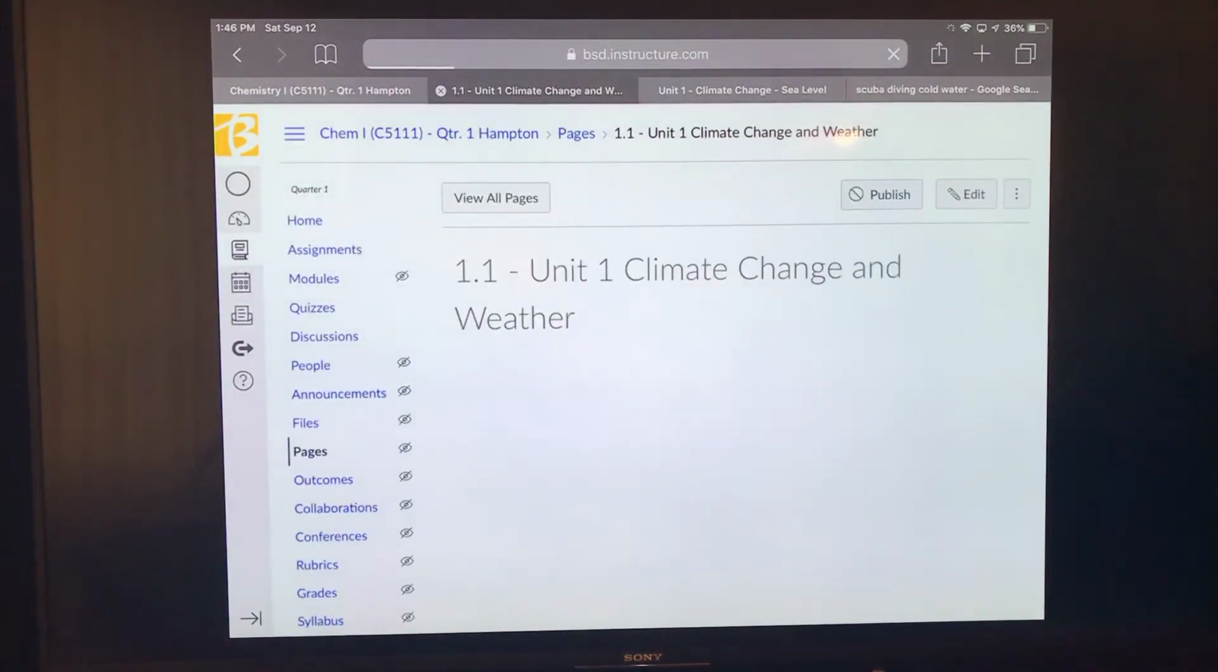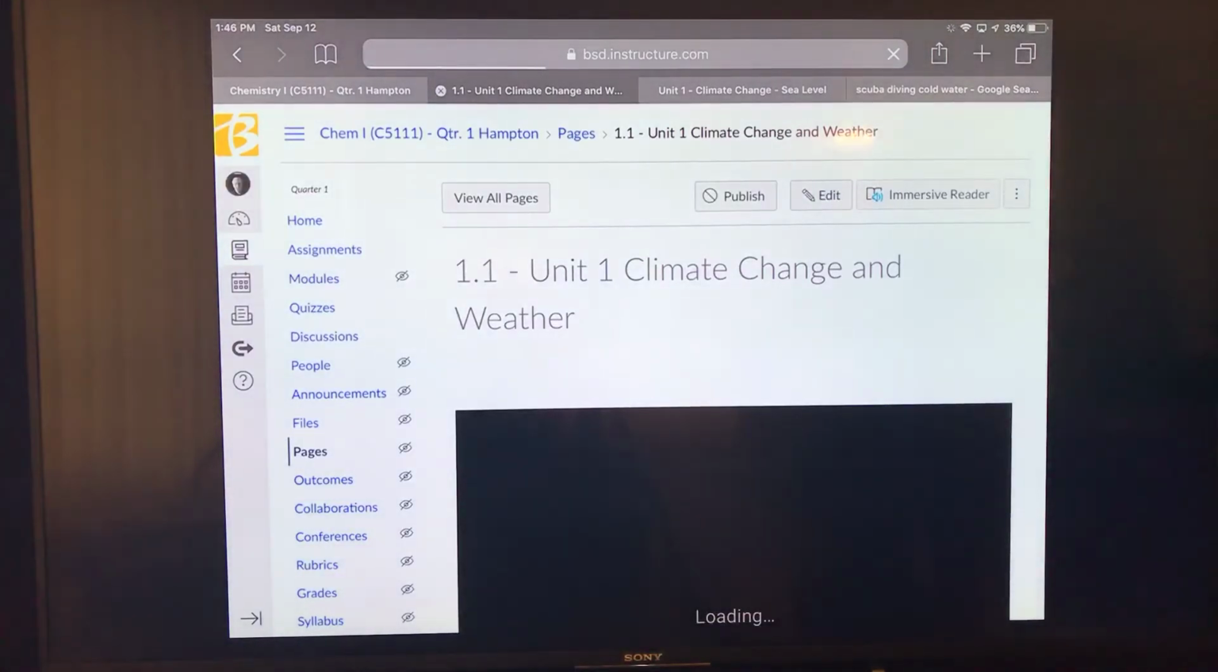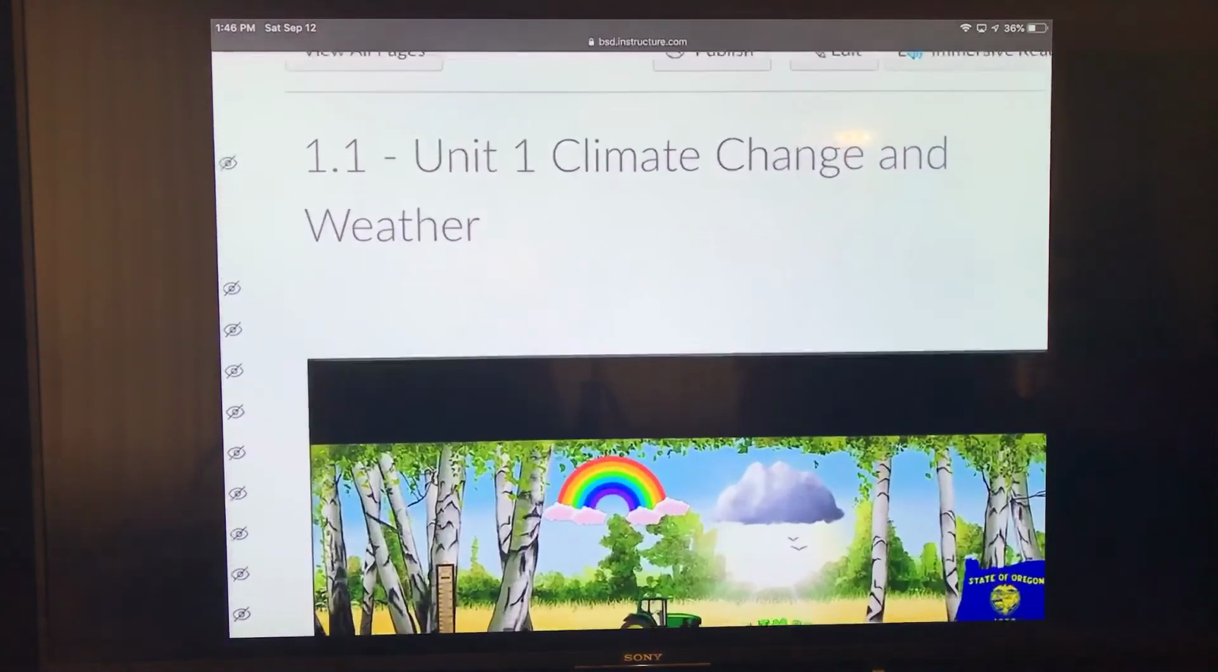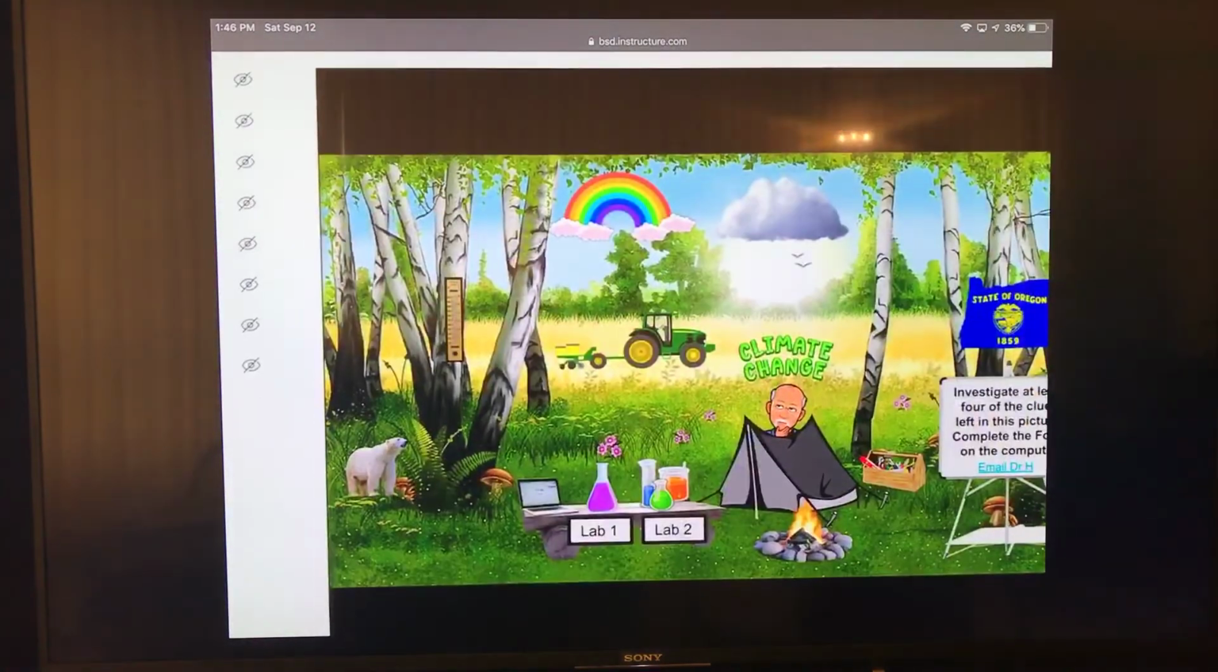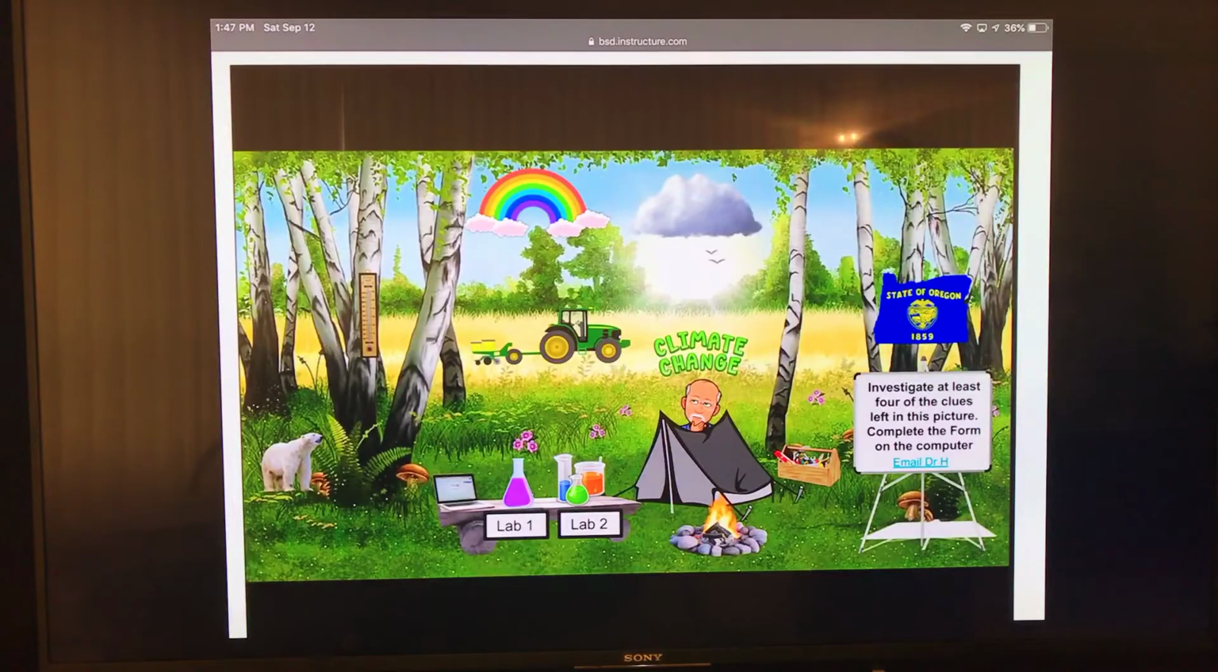So what I've done is I've given you a choice board, and that's a fancy name for saying you get lots of choices. Rather than me say, read this article, watch this video, you actually get to pick what you're going to be doing. The little message on the right side says, investigate at least 4 of the clues, complete the form on the computer. And if you don't get it, email Dr. H.